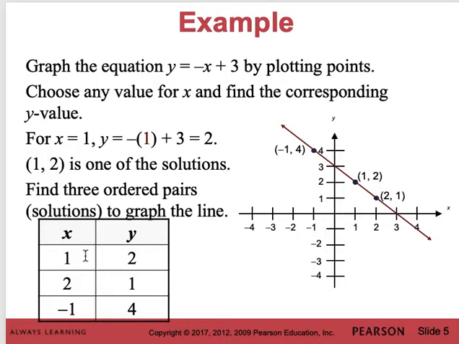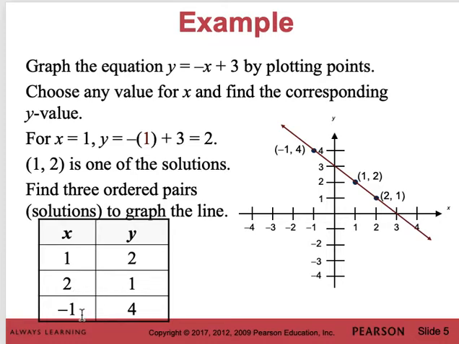So here we have an equation, y equals negative x plus 3. What we're going to do is choose any value for x and plug that in for x to find the corresponding y value. So if x equaled 1, we would have negative 1 plus 3, which equals 2. This is like a function. What if x equaled 2? What would be our output for y if our input is 2? Well, negative 2 plus 3 equals 1.